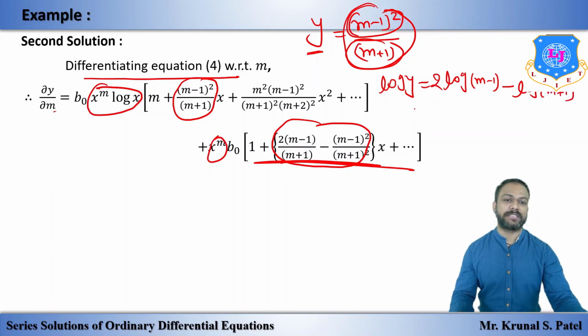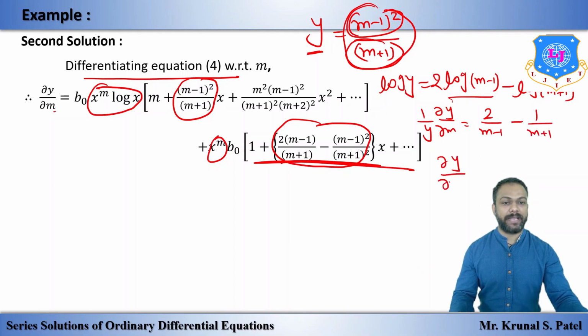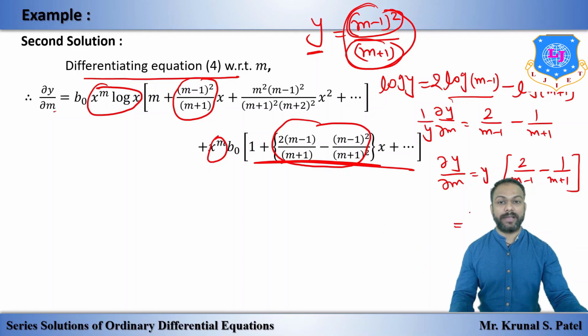Now we will differentiate this with respect to m partially. So we have 1 by y, del y by del m, is equal to 2 upon (m minus 1), which is the differentiation of this, and minus the differentiation of this, 1 upon (m plus 1). So we have del y by del m is equal to y into the bracket: 2 upon (m minus 1) minus 1 upon (m plus 1). Now what is the value of y? We have y is (m minus 1) whole square upon (m plus 1).